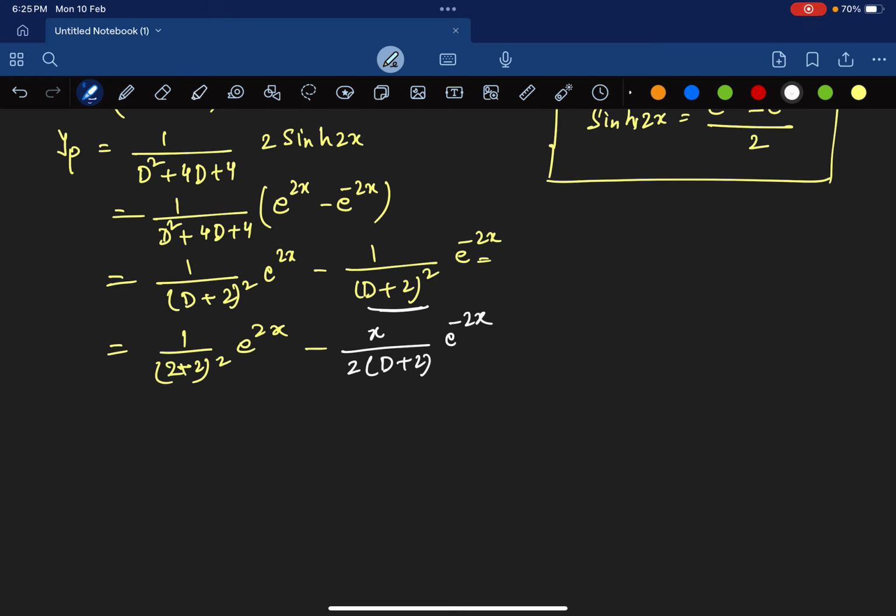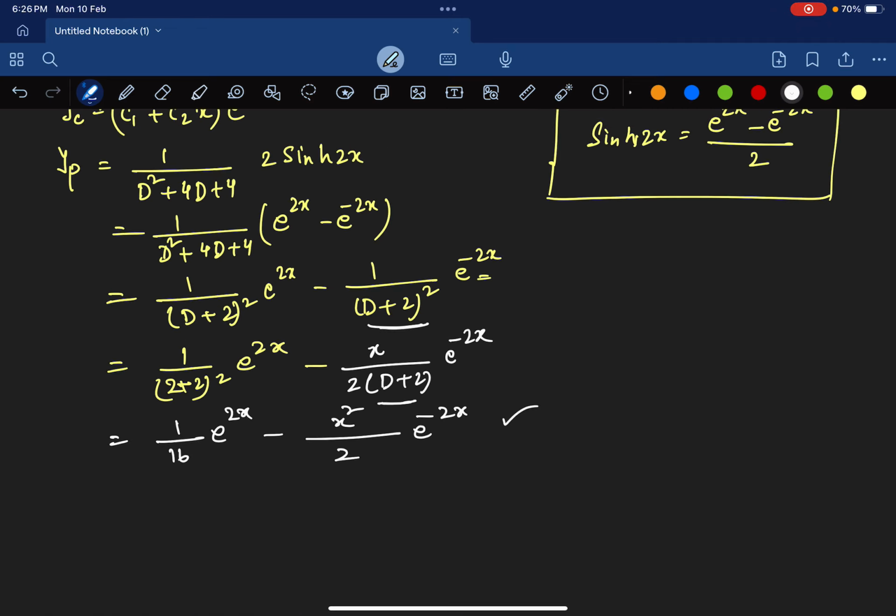So immediately, if this lower term is 0, obviously here you are getting 0. So again the same treatment you need to do. Here the first term as it is, so 1/16 e^(2x), minus, here again the same treatment, that is x square divided by 2 into differentiate this term with respect to D, that is you are getting 1. So x square by 2 e^(-2x). There is nothing to put here in the lower term. So this is the final yp.